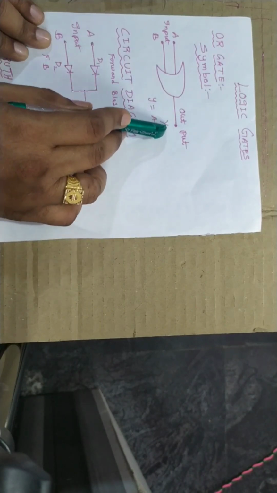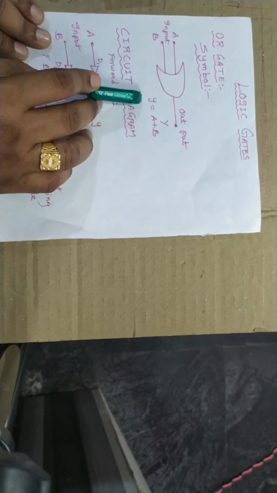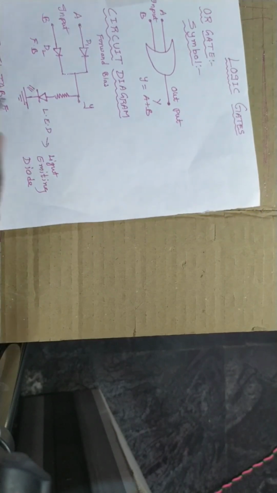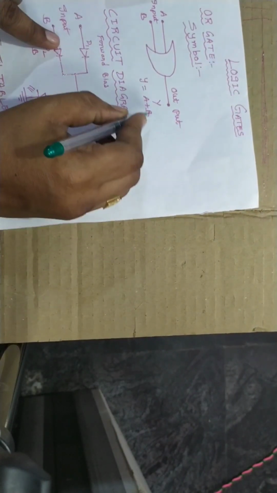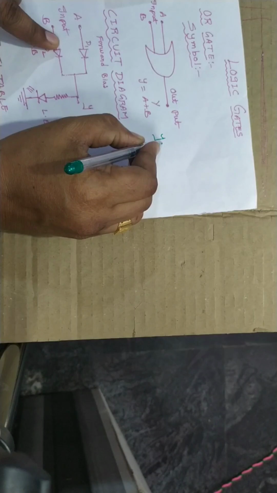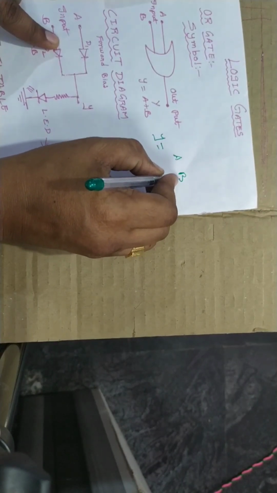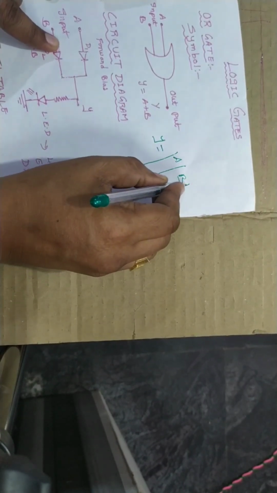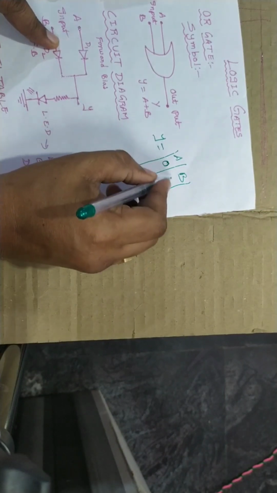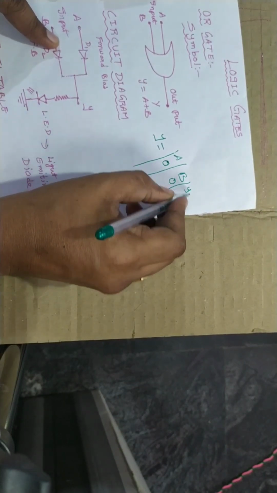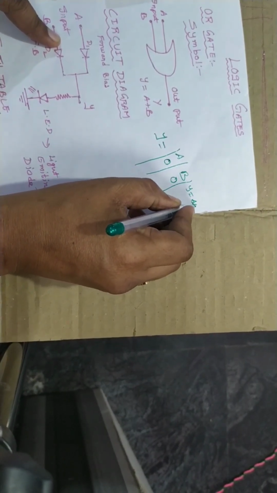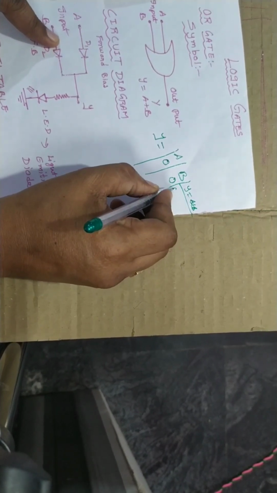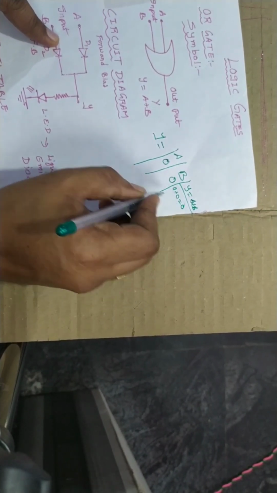Y is equal to, this is Boolean algebra. By Boolean algebra, Y is equal to A plus B. So A plus B means, if we give A value and B value, if we give A value 0 and B value 0, what Y value do we get here? A plus B means 0 plus 0, 0 comes.